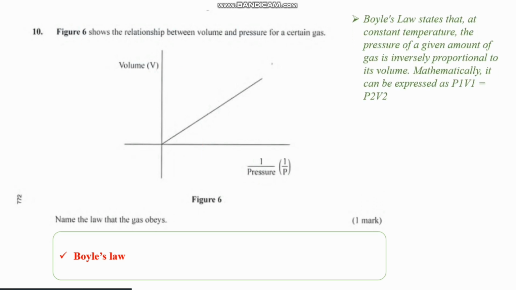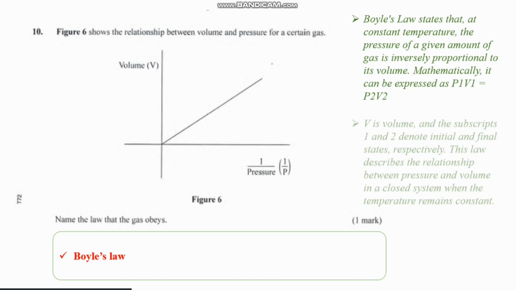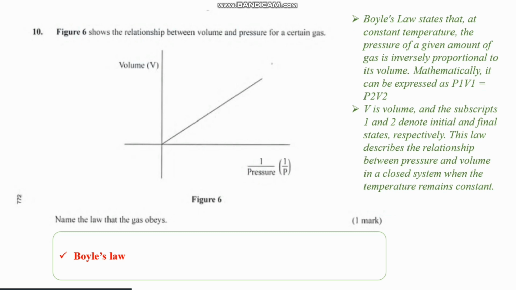So Boyle's law states that at constant temperature, the pressure of a given amount of gas is inversely proportional to its volume. Mathematically, this can be expressed as P1 V1, where P1 is the first pressure and V1 is the first volume, will be equal to a constant, and the second pressure and the second volume will be equal to a constant, and because the constants are the same, P1 V1 will be equal to P2 V2. V is the volume, and the subscripts 1 and 2 denote the initial and final states respectively. This law describes the relationship between pressure and volume in a closed system where temperature remains constant.